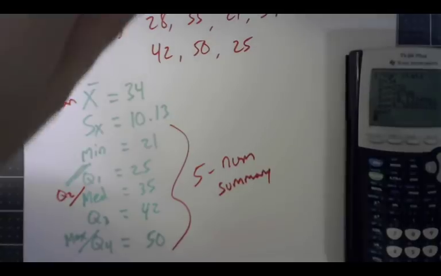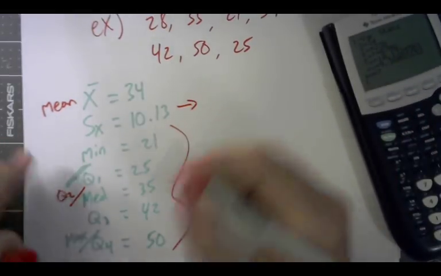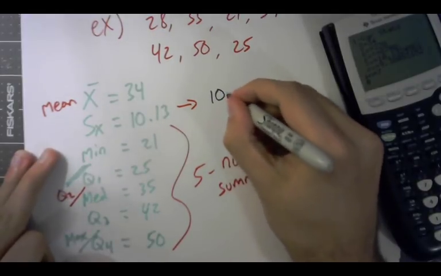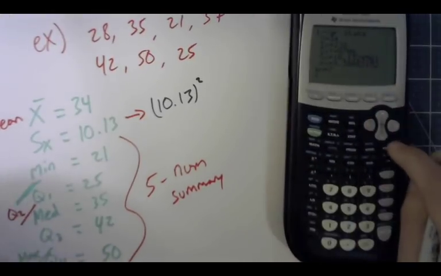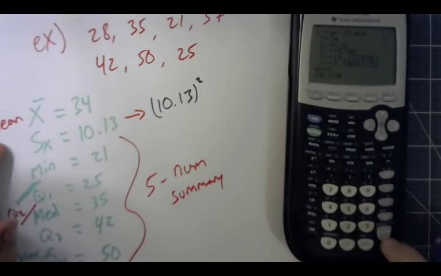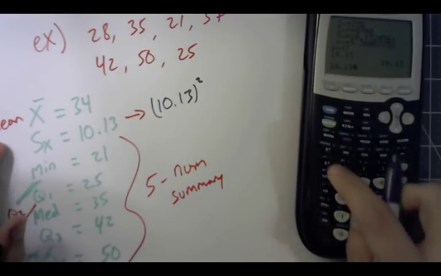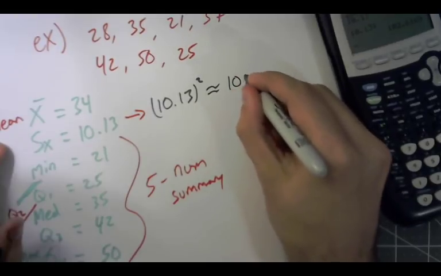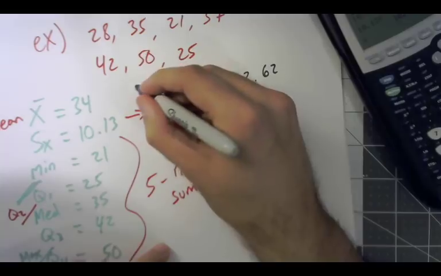What's a question that you'd use this for? How do you find the variance? We can find the variance with our standard deviation. It's going to be 10.13 squared, and that is roughly equal to 102.62.